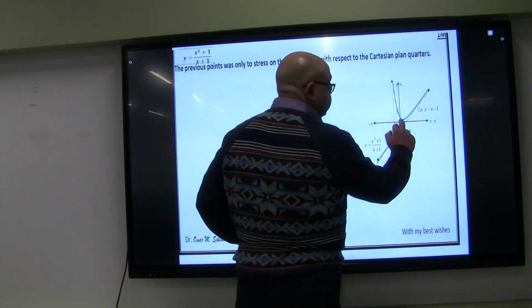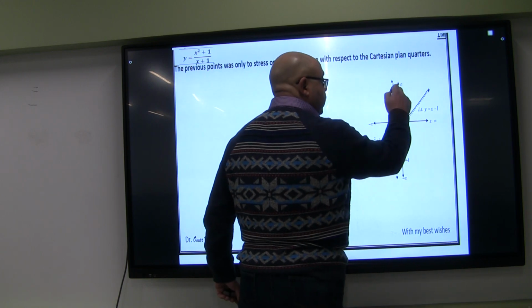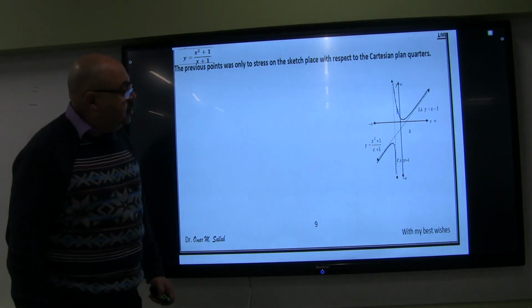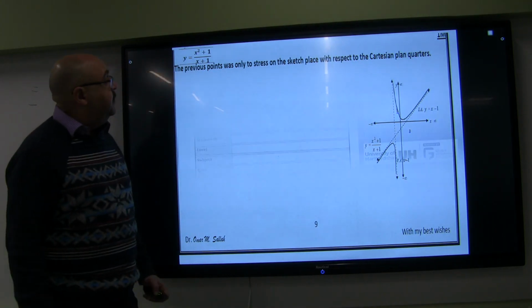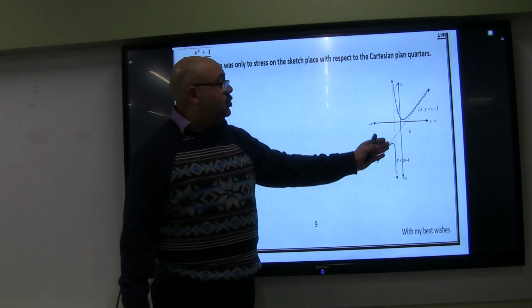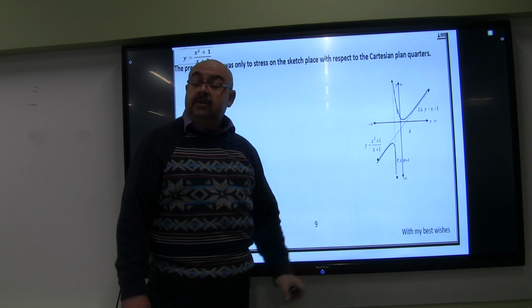This is 0.41, which is actually on the right side of the graph, and this is the other value, which is negative 1 point something. This is the sketch actually after we draw the horizontal and the vertical asymptotes and your main function.